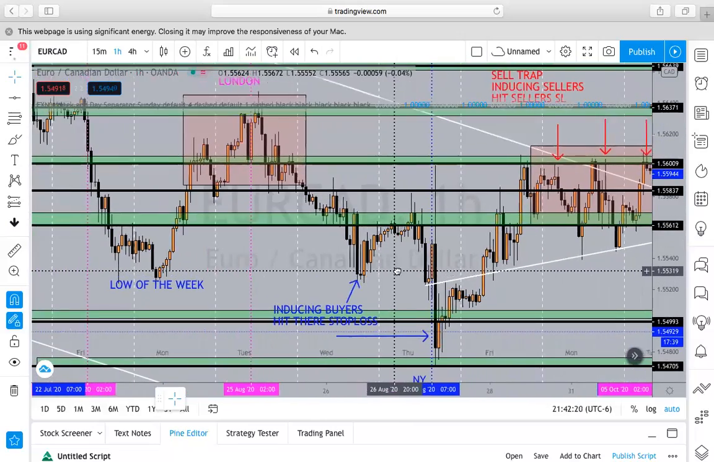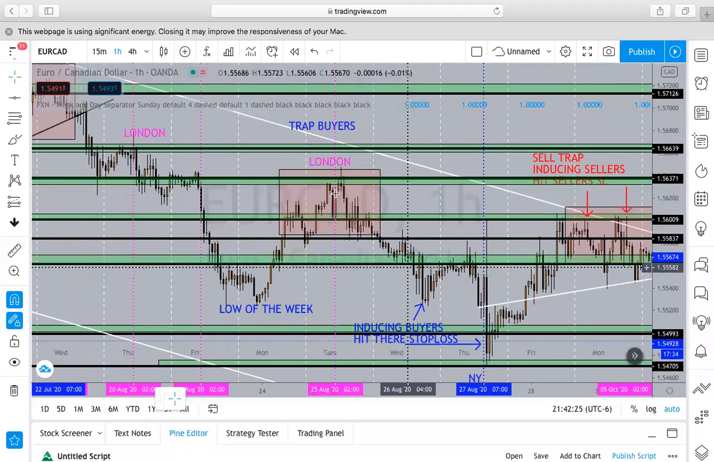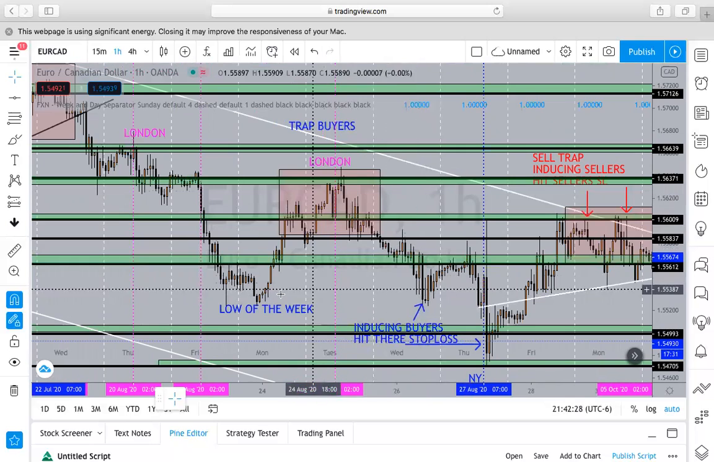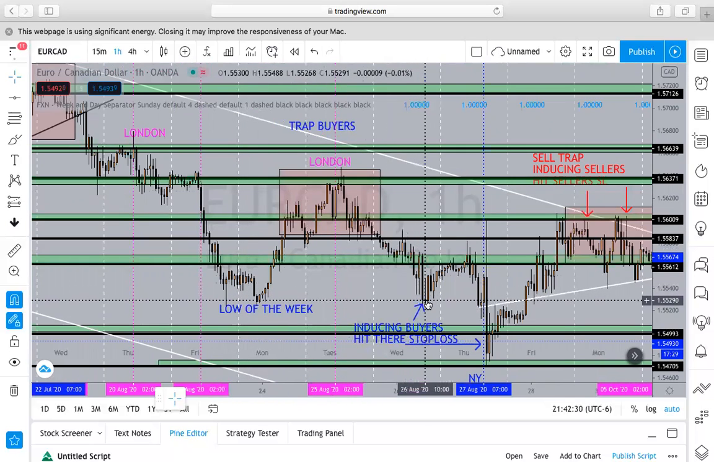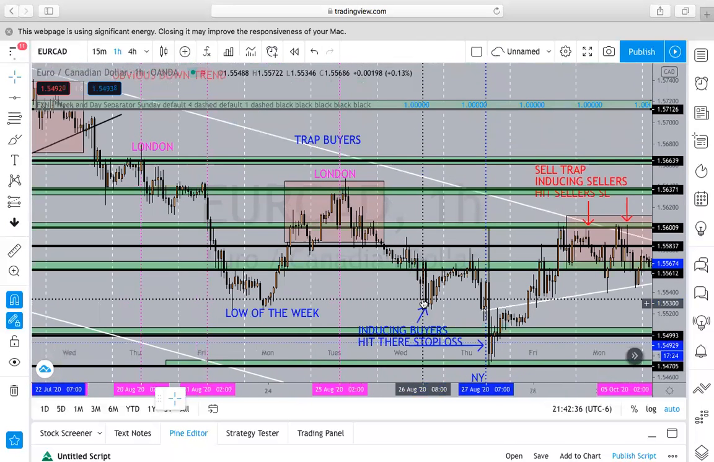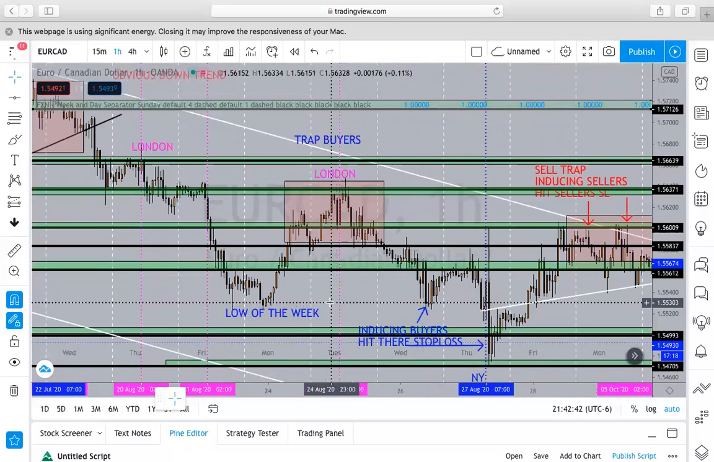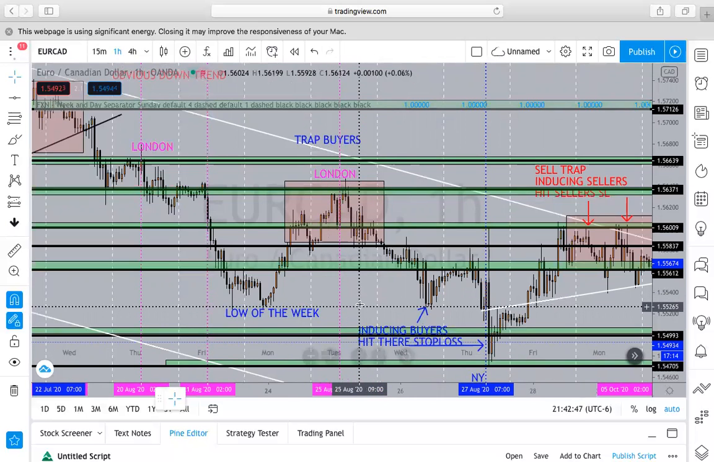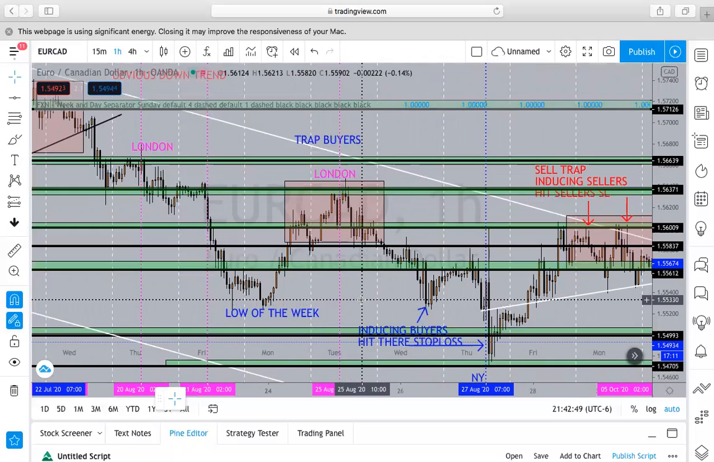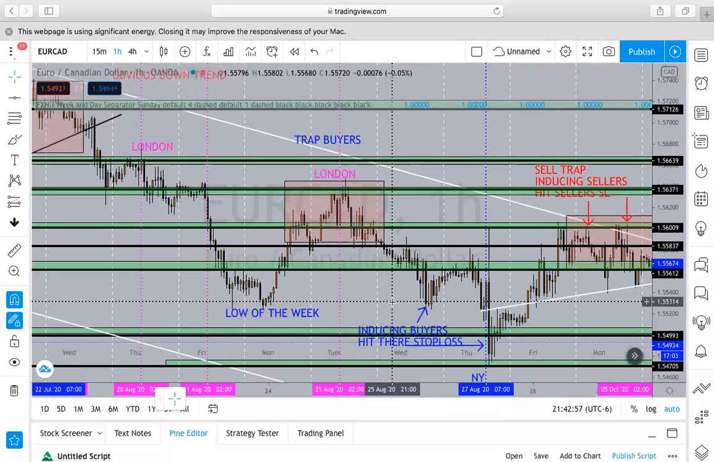Now retail traders are seeing, okay, we see a low of the week over here. We got the low right here. Now we're going to buy, because what do retail traders teach you? They buy off the lows and the highs. Of course, this looks like a nice W formation right here. But if you don't understand the market structure and the manipulation, you don't even need to be looking for a buy at all right here.